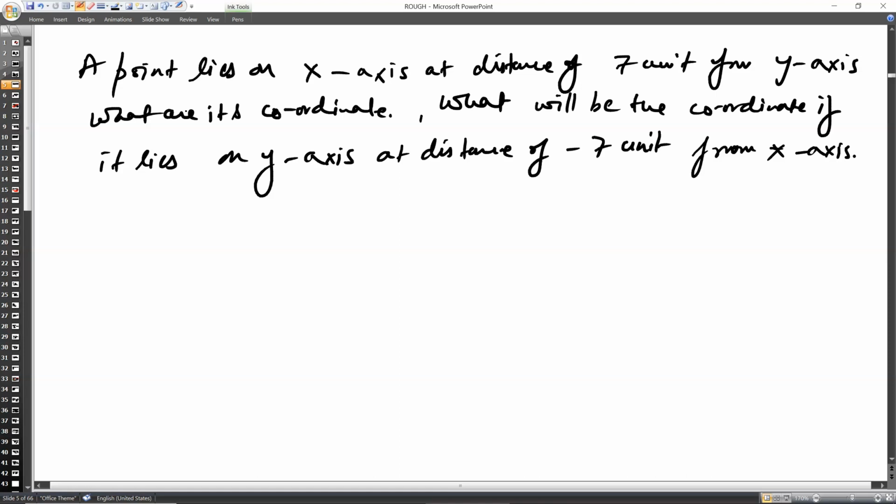A point lies on the x-axis. So on the x-axis, which value is 0? Tell me. Rima, tell me, on the x-axis, which coordinate is 0? Rima, are you there in the class? Yes. Tell me, which coordinate is 0 on the x-axis?